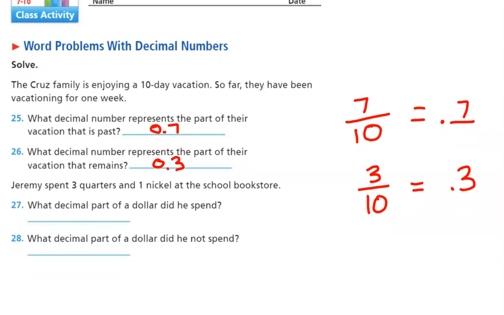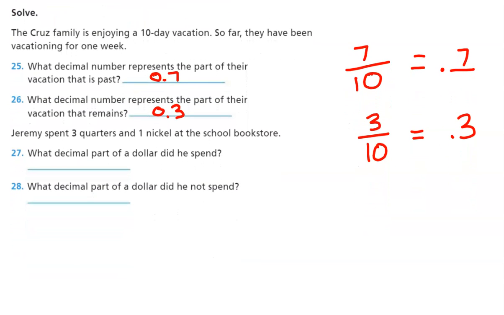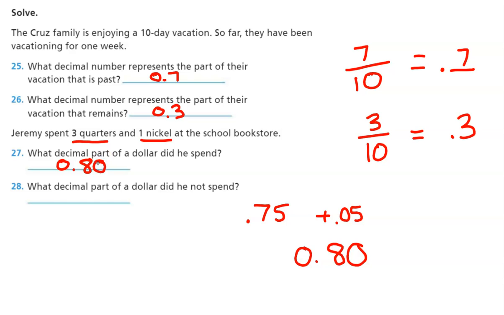It says he spent 3 quarters and 1 nickel at the school store. So it wants to know, what decimal part of $1 did he spend? Well, you're going to have to add up your 3 quarters and your nickel. Well, 3 quarters is 75 cents, and a nickel is 5 cents. Remember, the way that that's written would be a 5 in the hundredths place, because a nickel is worth 5 pennies. And if we were to add those two together, that's going to be 80 cents altogether. So that means he's used up 8 tenths of $1. You could either write that as 80, because when I added 75 and 5, I got 80. You also could just simply write that as 0.8. Those are actually going to mean the same thing, something we will talk about in another lesson.